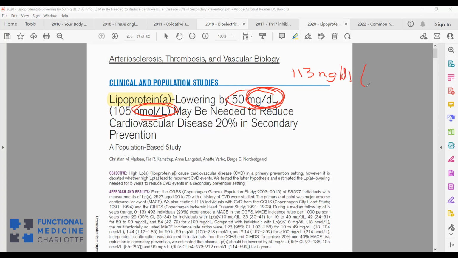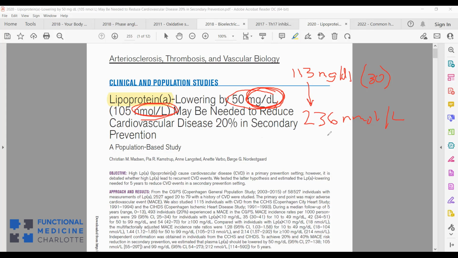Anything above 30 is not good, so that's lab high. And on the retest, it was 236 nanomoles per liter. So before you think about it, you're like, oh my gosh, this person's worse. I've become worse, so what I'm doing isn't working.